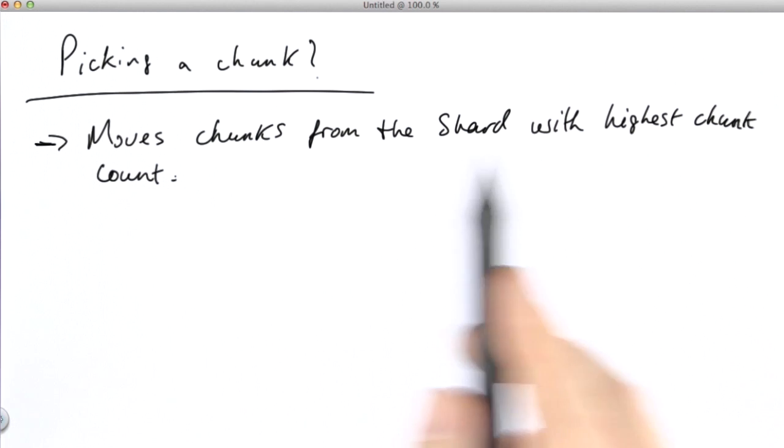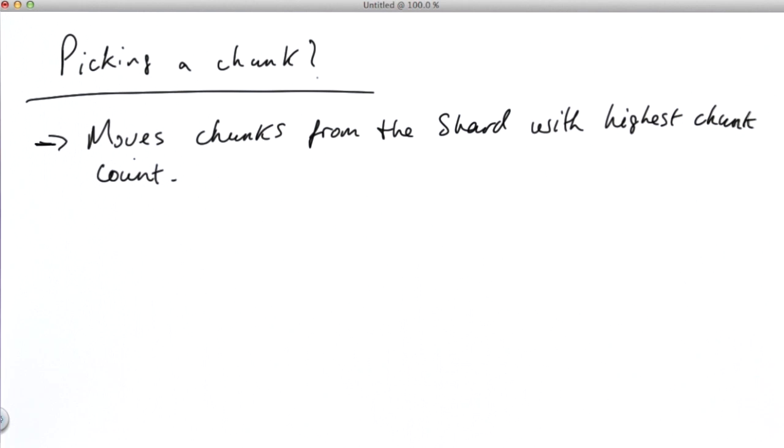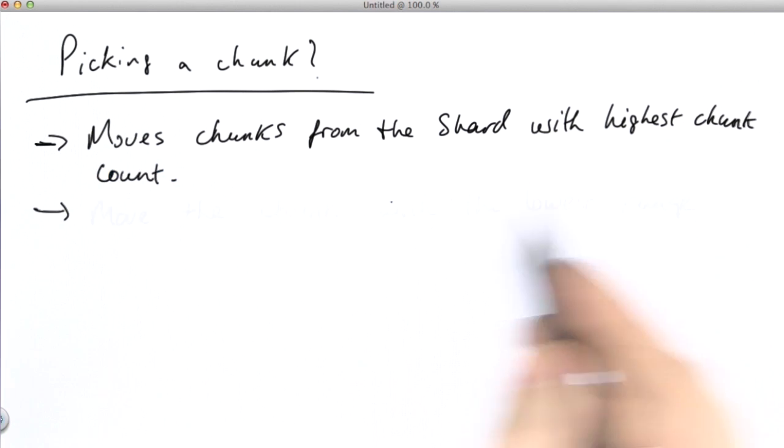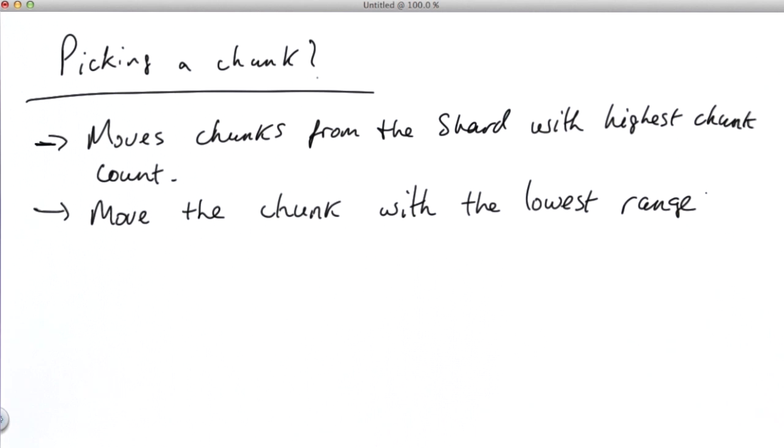First of all, it moves chunks from the shard with the highest chunk count for that collection. So whichever shard has the most chunks at this particular time, that's where the migration is going to come from. Then, on that shard, once it's identified which shard this is, it will move the chunk with the lowest range.